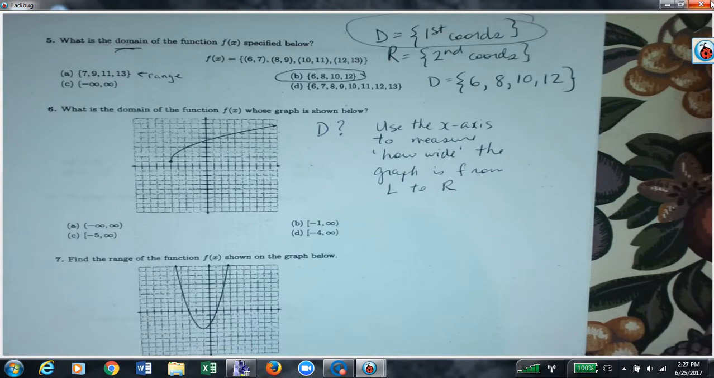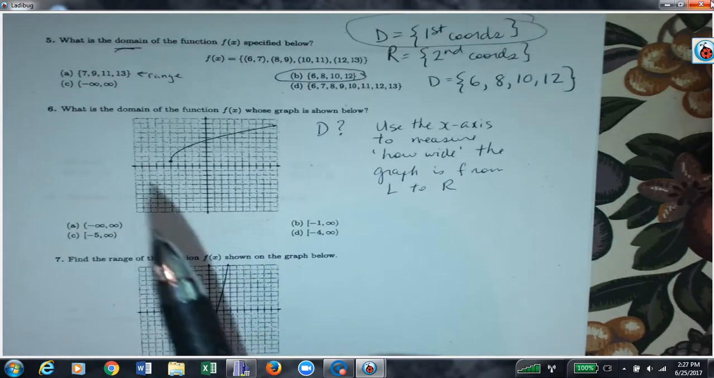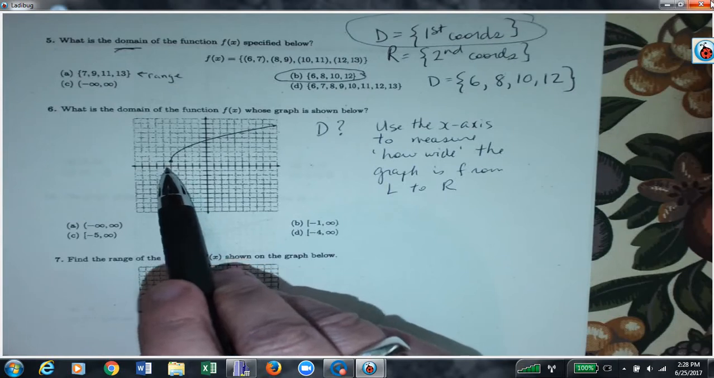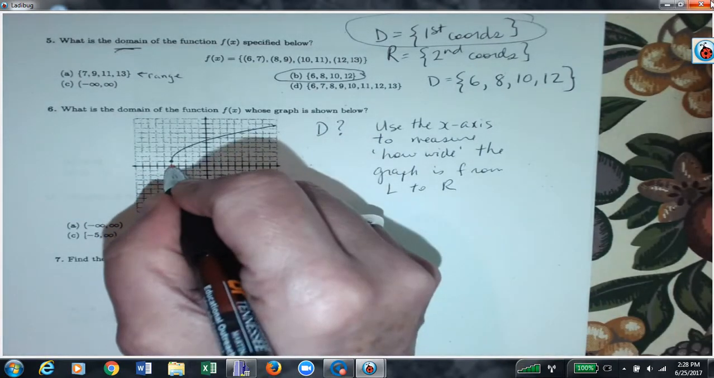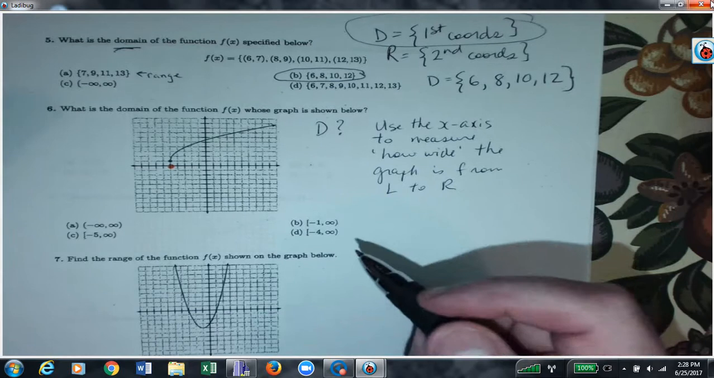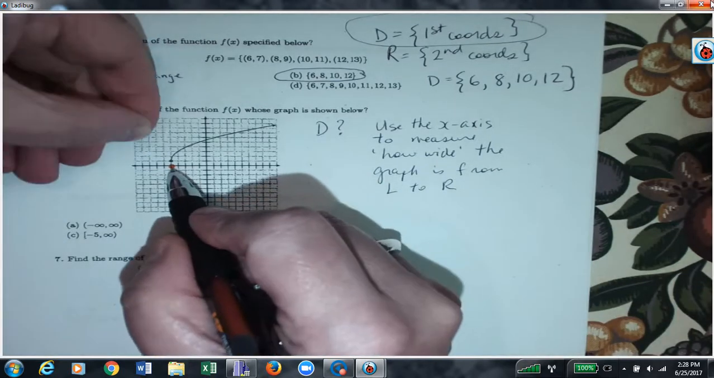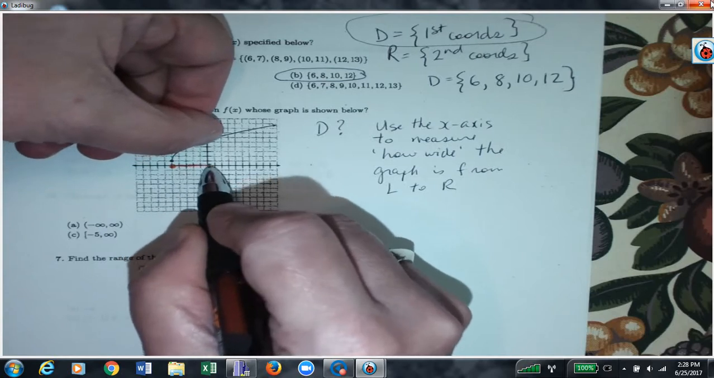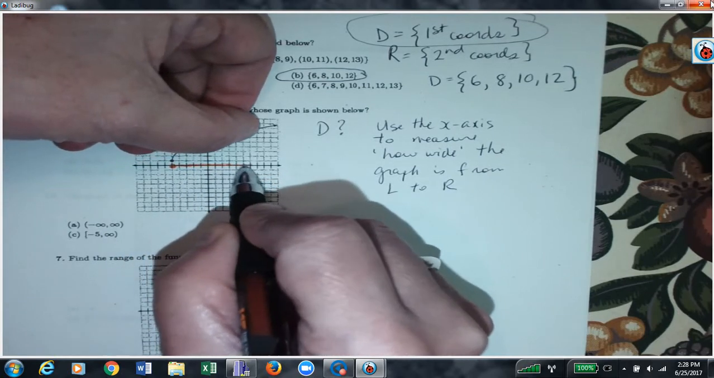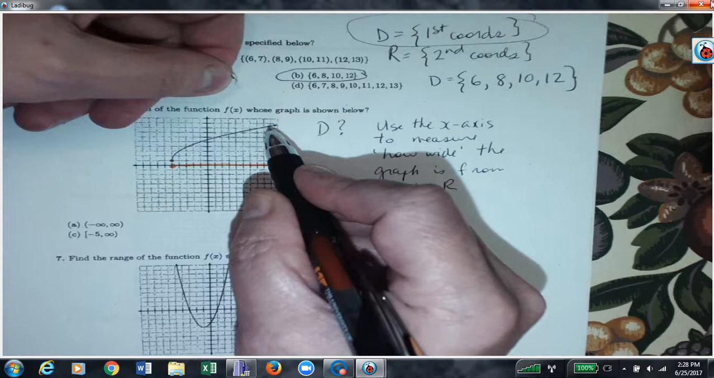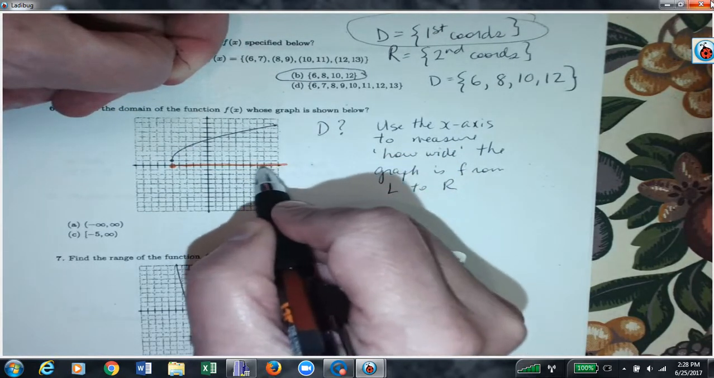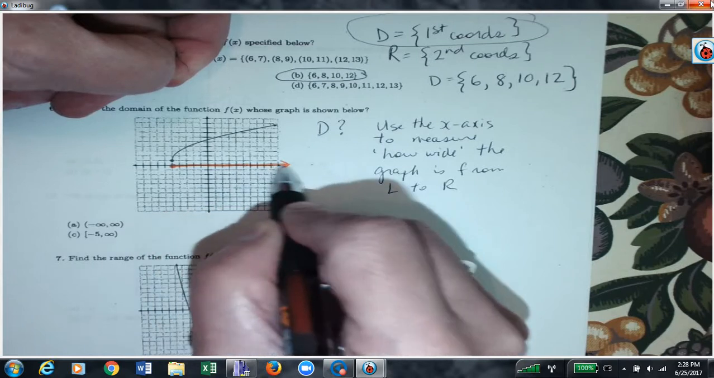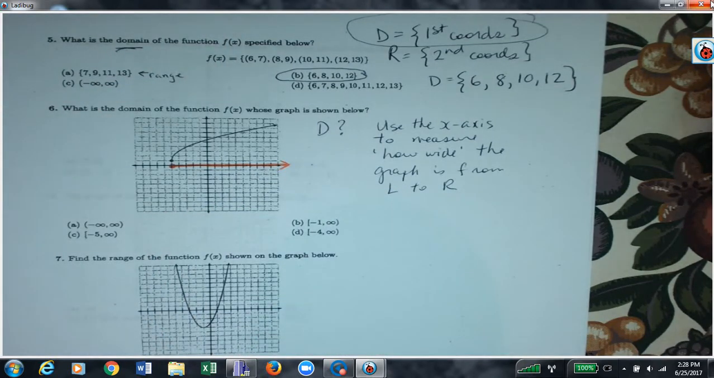Okay, so I'm going to use the x-axis, so I'll do this with the red pen. Do we have a leftmost point? Because we're going from left to right. Yes, we do. It's colored in, so it's included. So I'm going to use the x-axis to measure how wide this is. And as I'm moving from left to right, all of these points are included. I don't have any gaps. And does this keep going? Yes, this keeps going forever. So what I've drawn there in red is the domain. I've used the x-axis to measure how wide it is going from left to right.